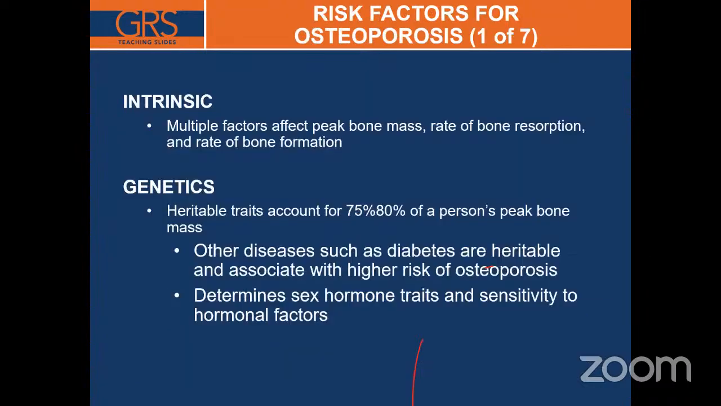So the risk factors for osteoporosis can be divided into intrinsic factors and extrinsic factors, including genetic, endocrine, and nutrition, as we just said. In genetics, the heritable traits account for 75 to 80% of a person's peak bone mass. Other diseases which are heritable are also associated with a higher risk of osteoporosis, like diabetes. Sex hormone traits and sensitivity are also genetically determined.